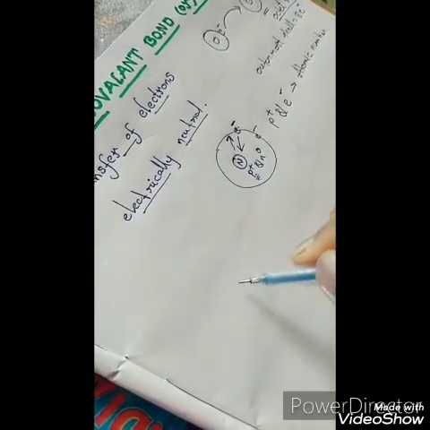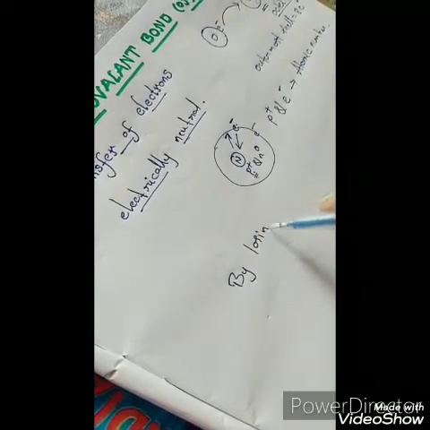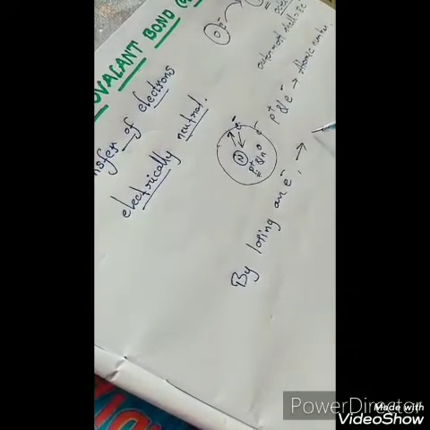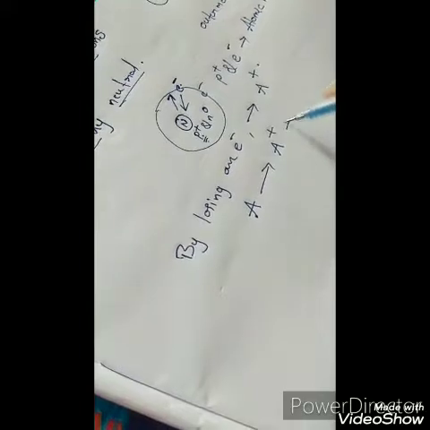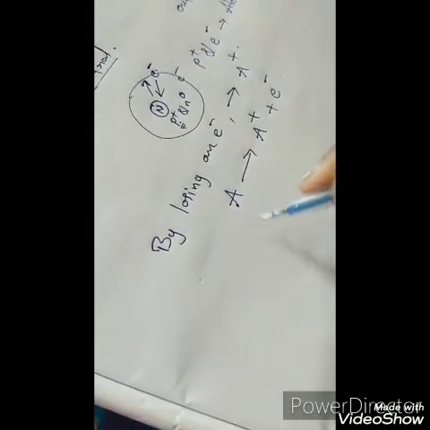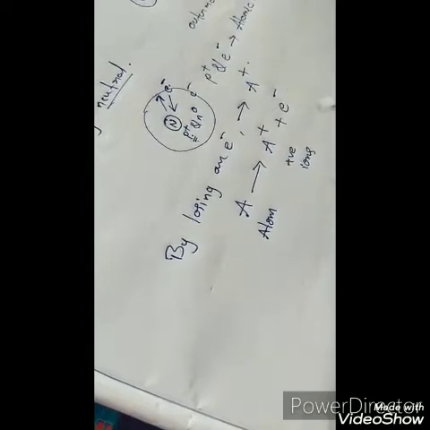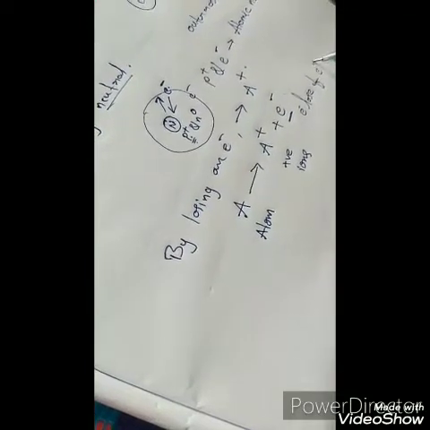Then, just by losing an electron, an atom becomes positively charged. This can be represented by A plus and one electron. In the place of A, you can take any atom. Here, a positive ion has formed due to loss of electron. This is the electron, loss of electron. This positively charged ion is known as cation.